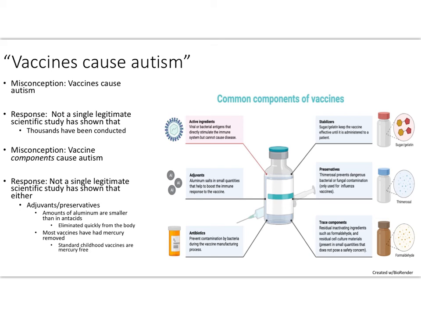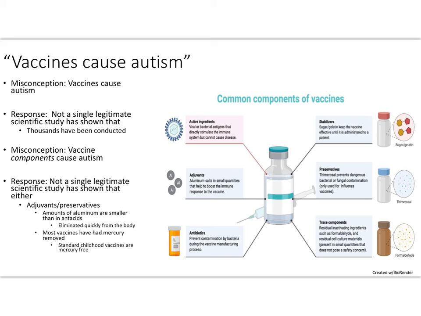Now, a related misconception, kind of a sub-misconception of this, is that, okay, it's not the vaccines, but it's the components of the vaccines that cause autism. And again, thousands and thousands of studies have been done, and not a single one of them has ever been able to link any of the components of the vaccine to autism. So some of the things that people claim cause autism are different types of what we call adjuvants and preservatives in vaccines. Adjuvants are substances that are added to vaccines to help increase the response to the vaccine. Basically, sometimes our vaccines need some additional help so that our body recognizes that as a foreign substance, and we actually will respond to it and create antibodies.